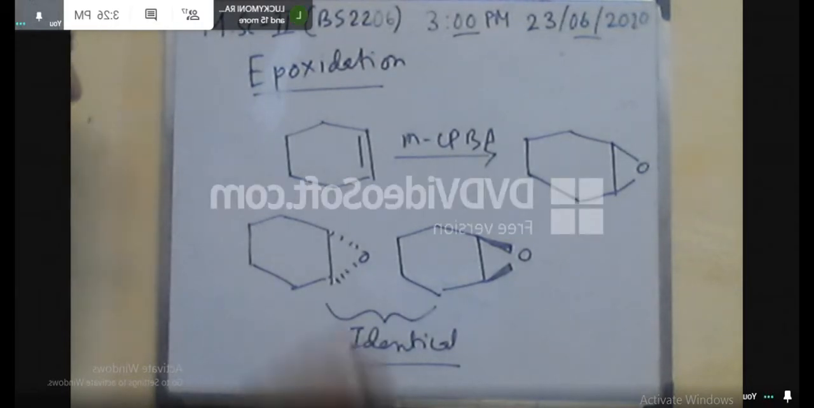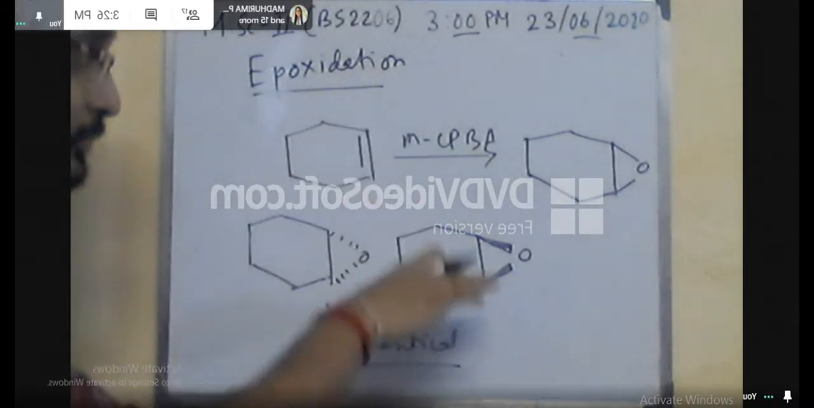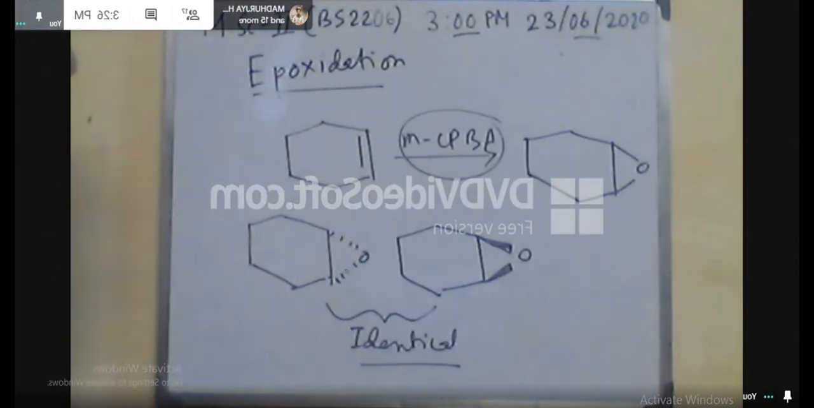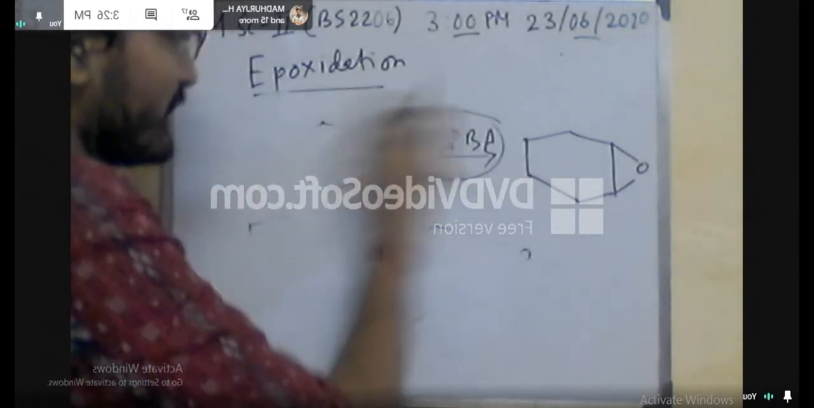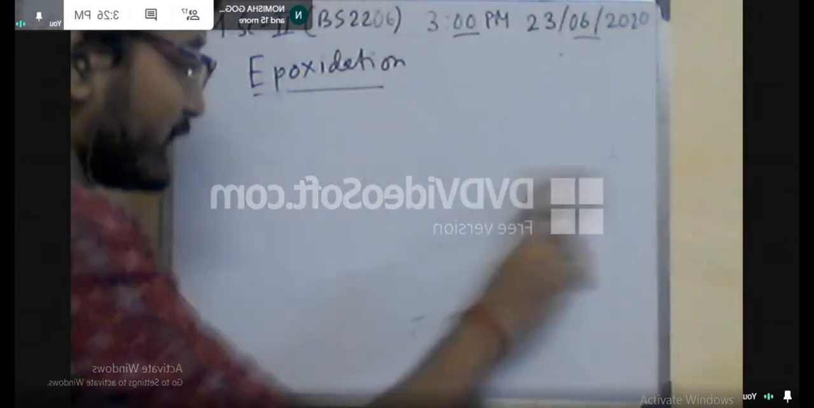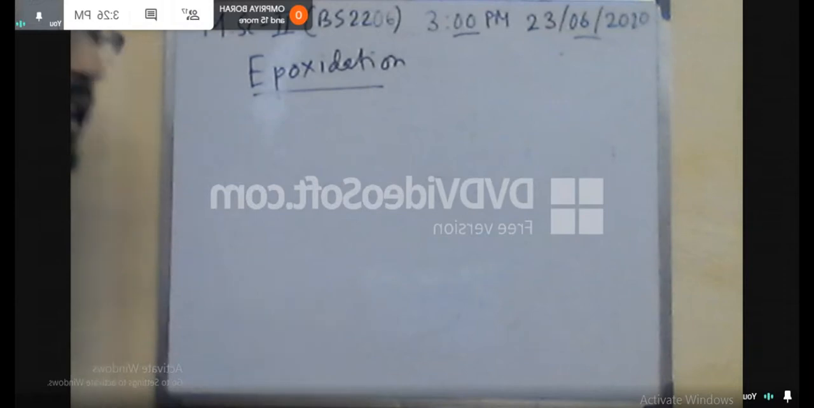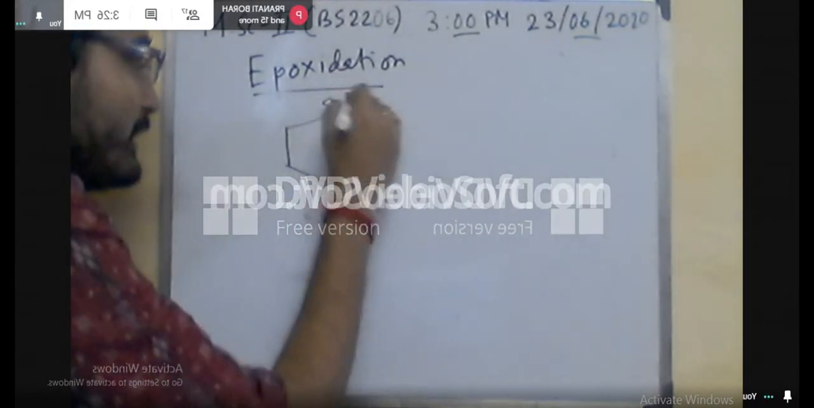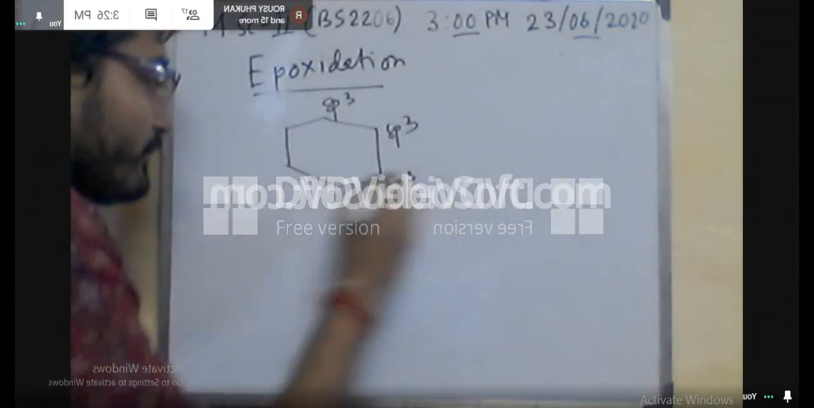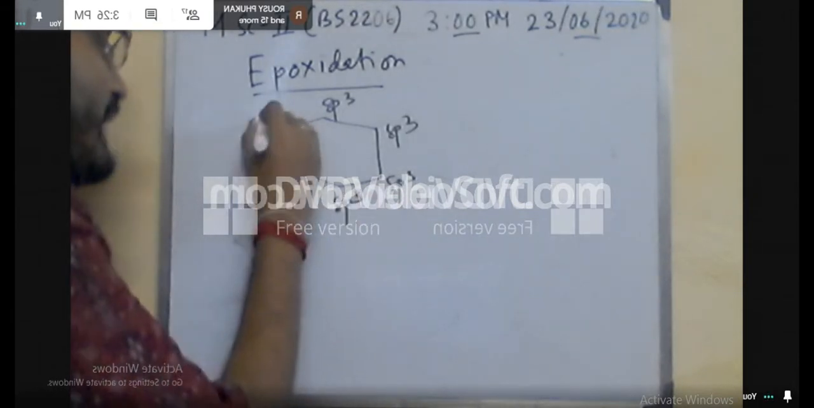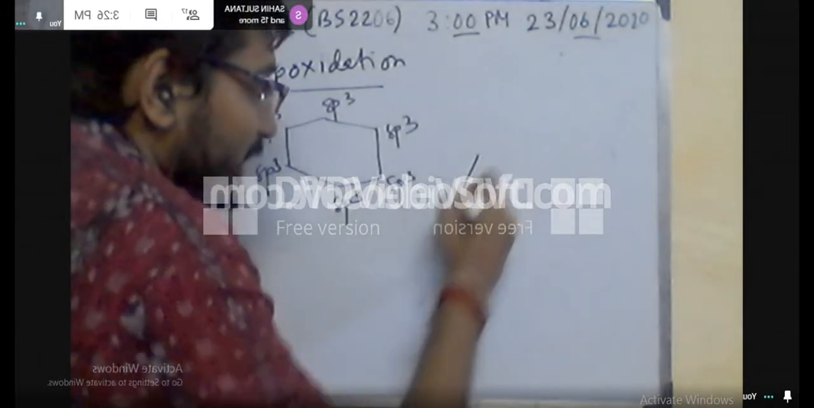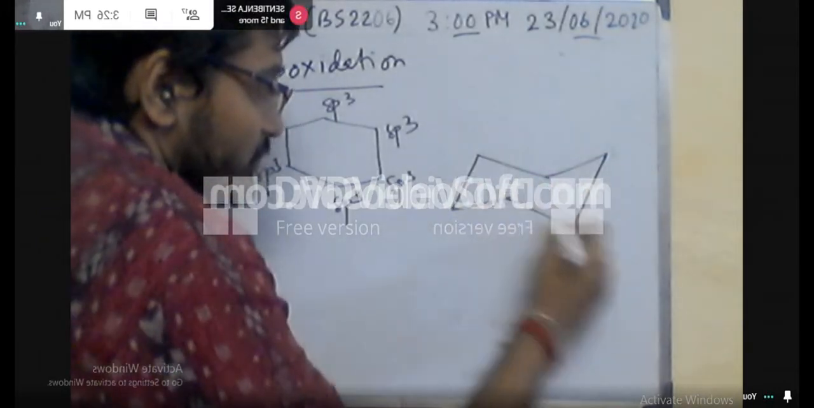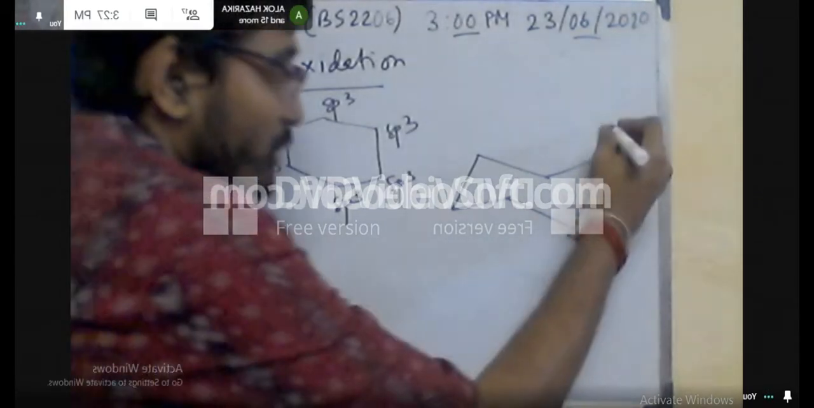So, before starting with the epoxidation of cyclohexene, let us focus on the conformation of cyclohexene. Generally, we know the conformation of cyclohexane. This is cyclohexane. All the carbons are sp3 hybridized. And you know that cyclohexane has its stable conformation in the chair form. So, this is the chair conformation of cyclohexane. In this case, cyclohexane generally contains two types of bond. One is the axial bond, another is the equatorial bond.